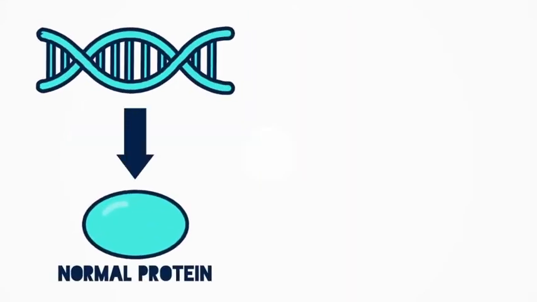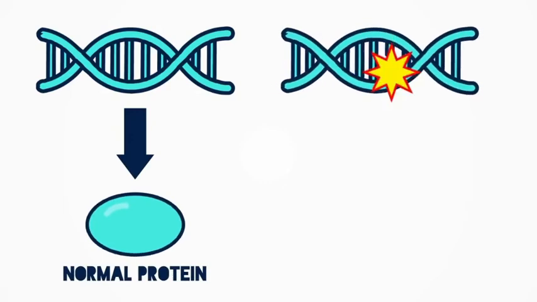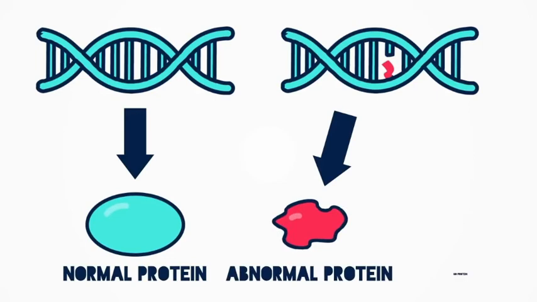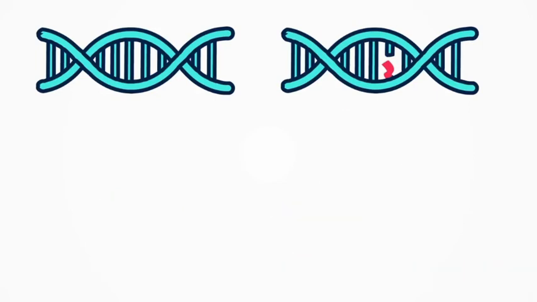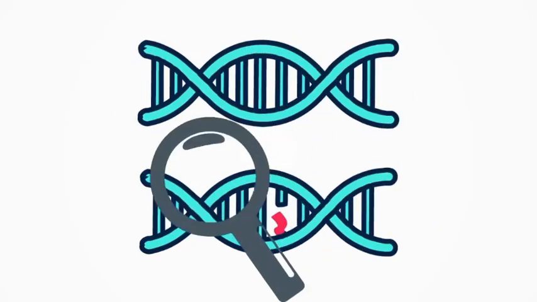So typically, a gene codes for a normal protein. But when there's a mutation or a change in that gene, it may cause an abnormal protein or no protein to be made. So it's these mutations that we look for when we're doing genetic testing.